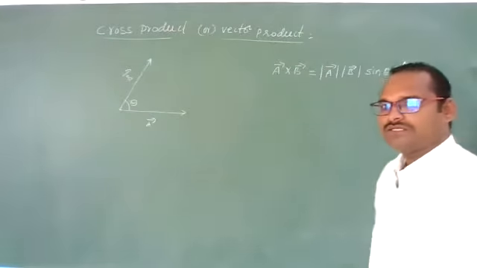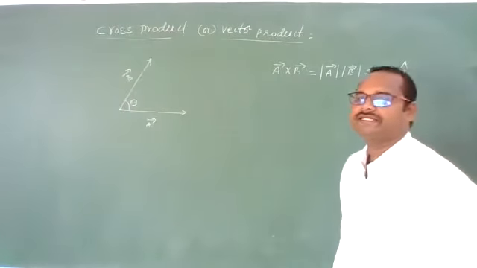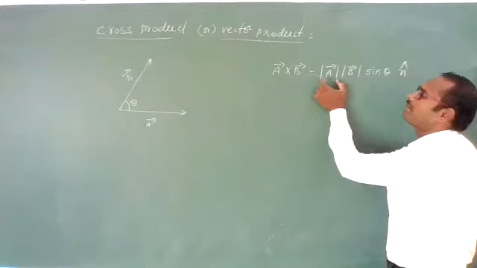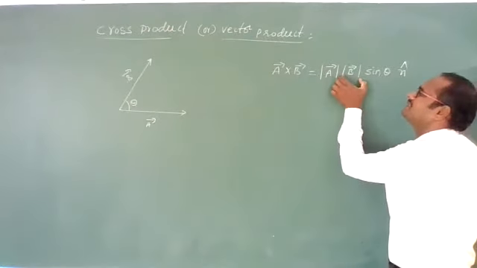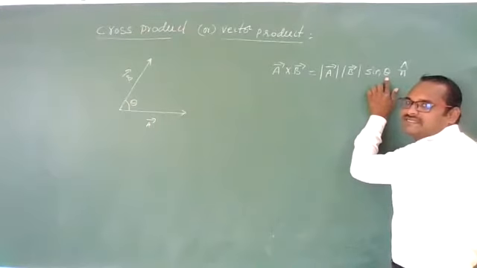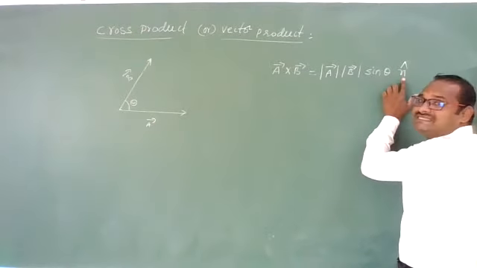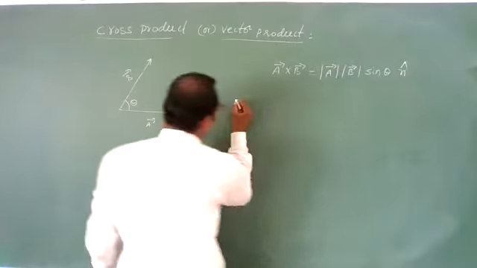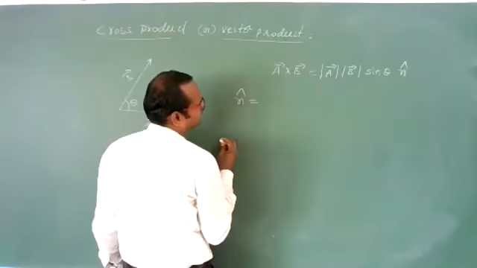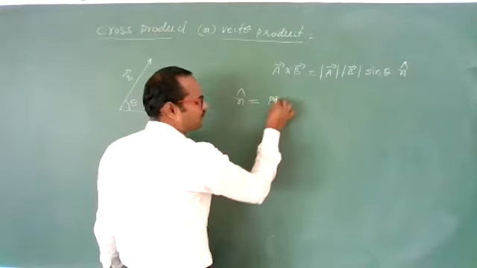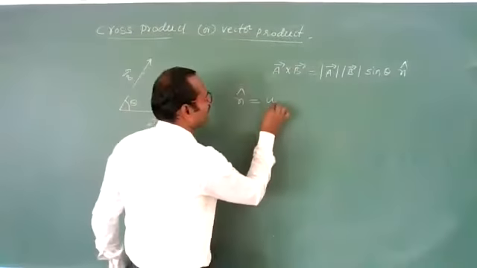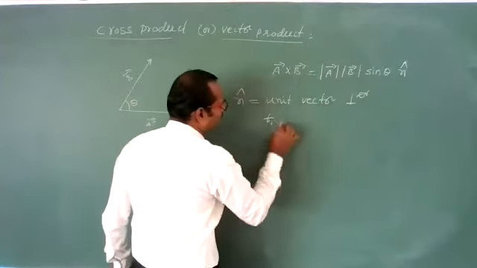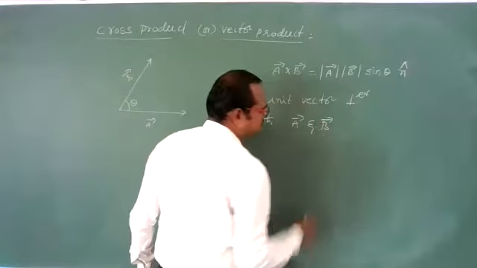So how to define the cross product? The cross product between any two vectors is equal to the product of the two vectors and the sine of the angle between the two vectors, and the direction of that vector is perpendicular to A and B. Here n cap indicates a unit vector perpendicular to A bar and B bar.